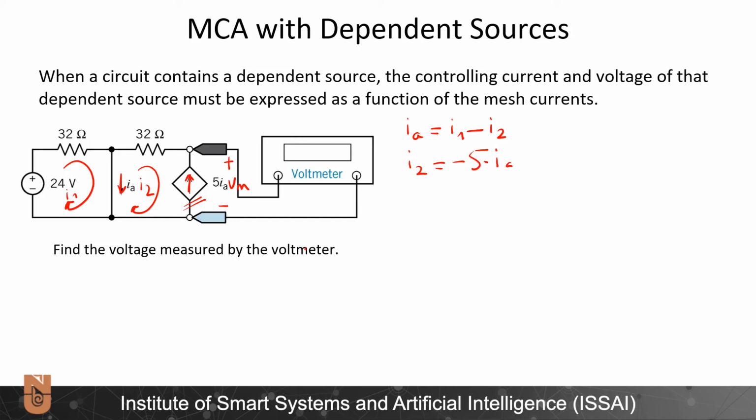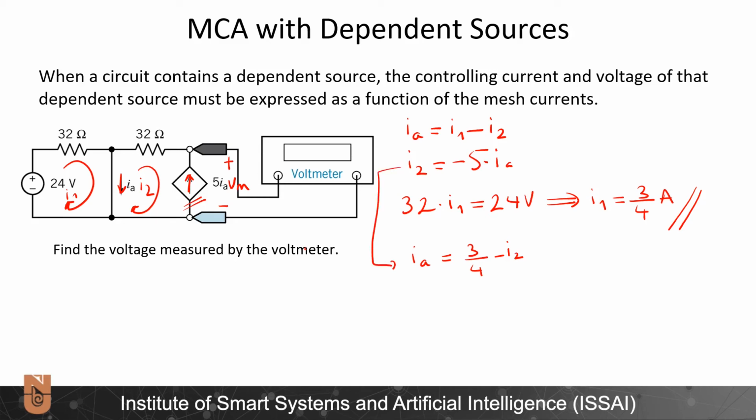I can write a simple Kirchhoff's law for the first mesh. 32 times I1 is equal to 24 volts. Accordingly, here I have I1 is equal to 3/4 amperes. So I found this. If I go and write this into the first equation, IA is equal to 3/4 minus I2, and I can plug this into that.